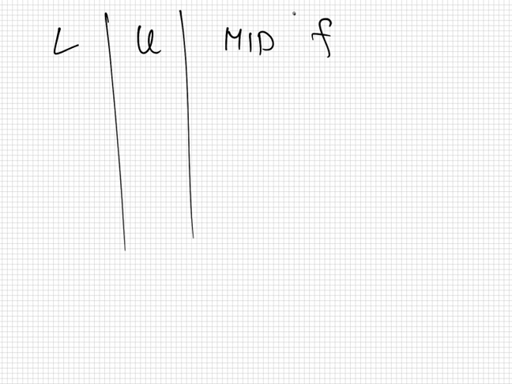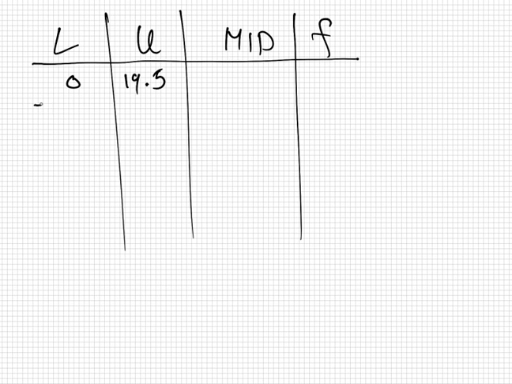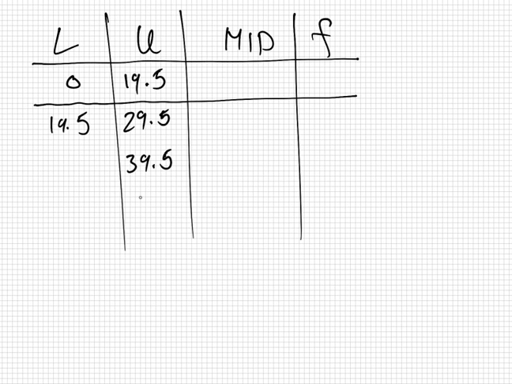Calculator, okay? So calculate the mean number of refrigerators sold. So we have lower, upper, mid, and frequency. Zero, 19.5, 19.5, 29.5, 39.5, 49.5, 59.5, 69.5, 89.5.